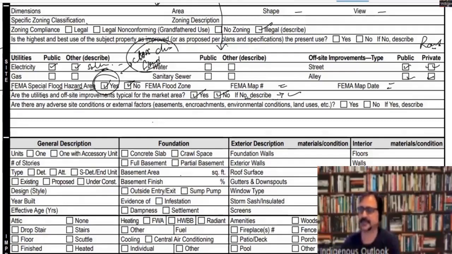Next is, are there any adverse site conditions or external factors? Whatever is written by the appraiser, we need to check it properly. Sometimes they will say no, but here they can write something else. Sometimes they can say yes, and here they can say it is very generic for this area. So we always need to keep an eye on the comments added by the appraiser, and those need to be properly read.